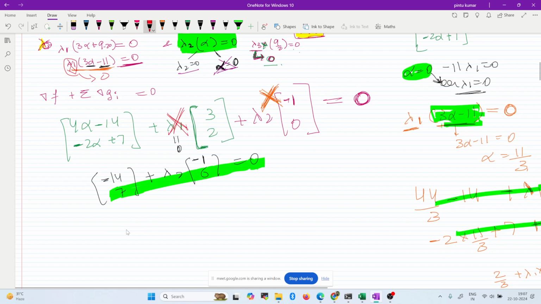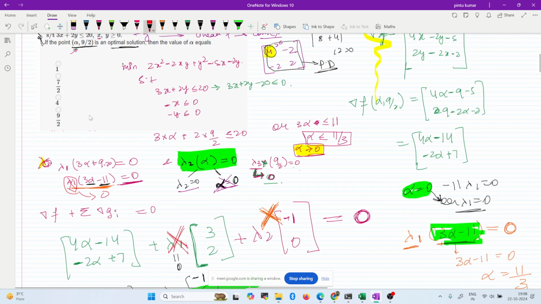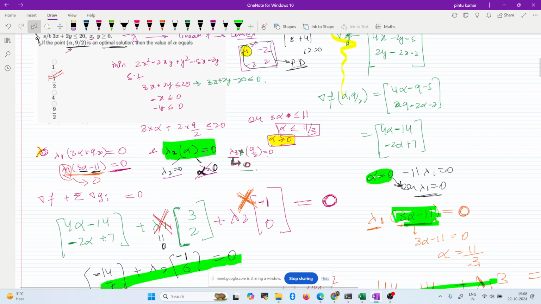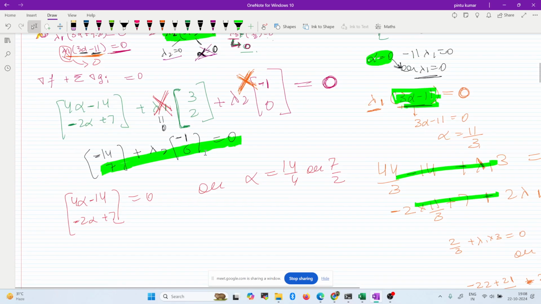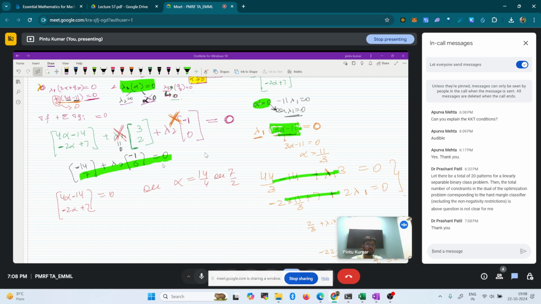So what we are left with is 4 alpha minus 14 minus 2 alpha plus 7 is equal to 0. This would mean alpha is 14 by 4, or 7 by 2. And the same thing you will get from the second equation also, so this is 7 by 2. This is how you use your KKT conditions. All these conditions will give you some information or the other, and you use them to reach a final goal. This was a solved example on KKT conditions.